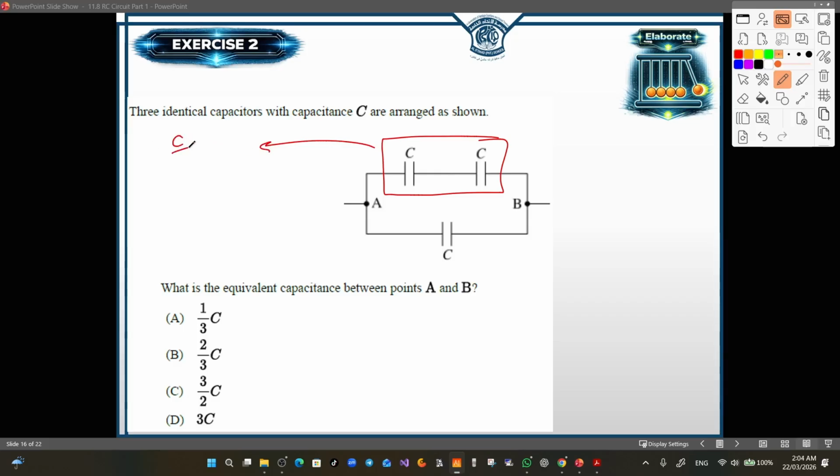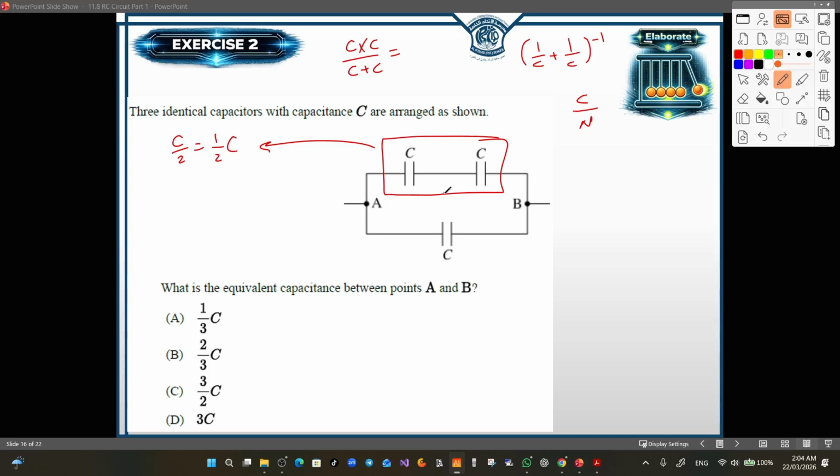You can simply find it using C times C over C plus C, or you can use any other shortcut such as (1 over C plus 1 over C) to the power minus 1. However, I will use this shortcut, C over n. We have two identical capacitors in series, so n equals 2, and the C represents the capacitance of the individual capacitor, which is C. So you can write it as half of C.